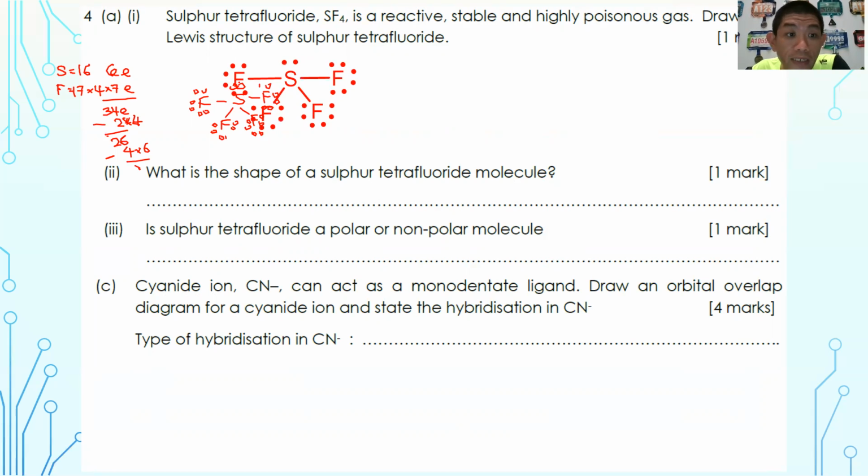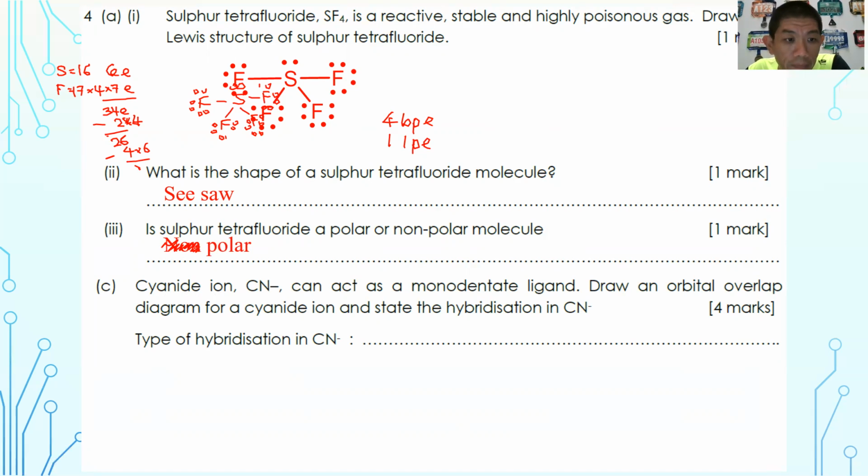Okay, so this is number 1. Then number 2, what is the shape of the sulfur tetrafluoride? Since here you have 4 bond pair electrons and 1 lone pair electron, the shape here will be a seesaw shape. Then number 3, is sulfur tetrafluoride a polar or non-polar molecule? Due to the presence of the lone pair, it will repulse the fluorines, making it non-symmetrical, hence a polar molecule. Sorry, I typed wrongly here. It is a polar molecule.